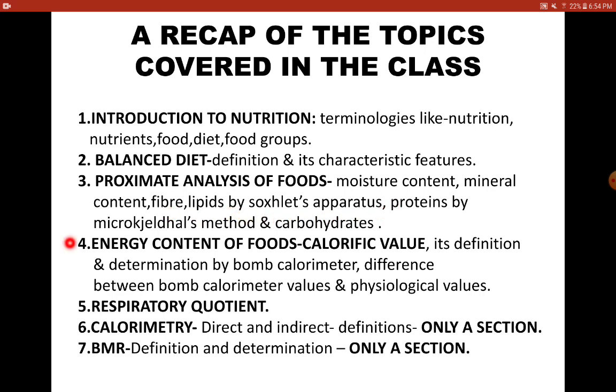We had also discussed what we mean by energy content of foods or calorific value, its definition and determination by bomb calorimeter experiment. And we had also discussed the difference between the bomb calorimeter values and the physiological values. I perceive that we had also discussed respiration or the respiratory quotient.